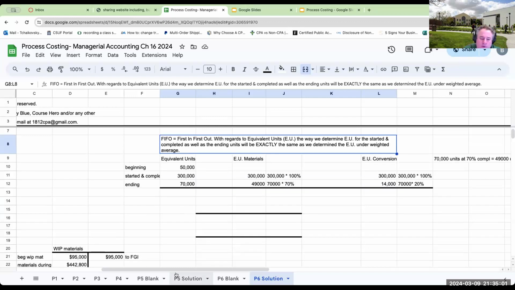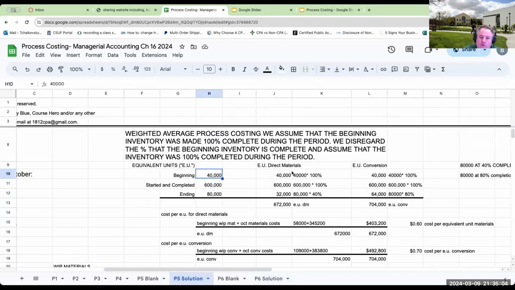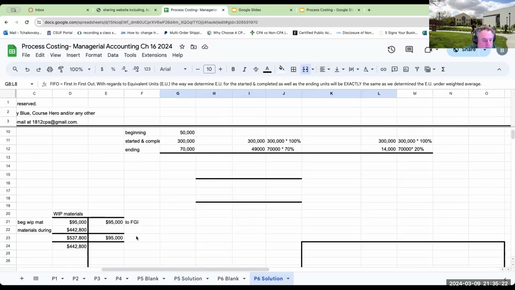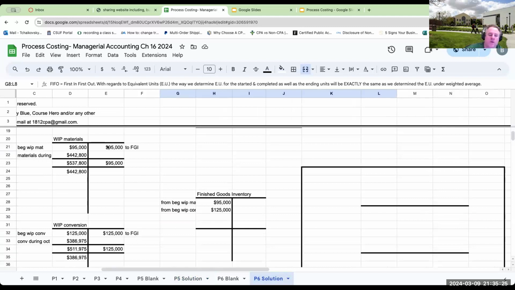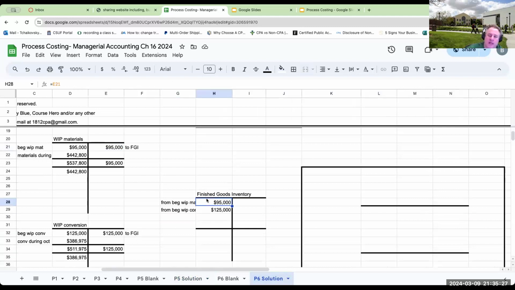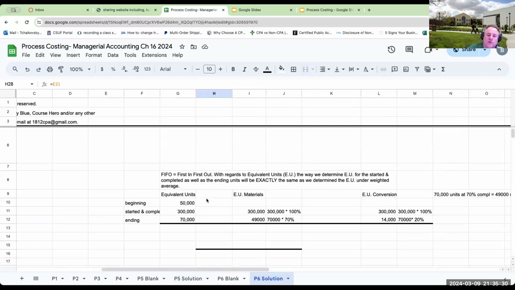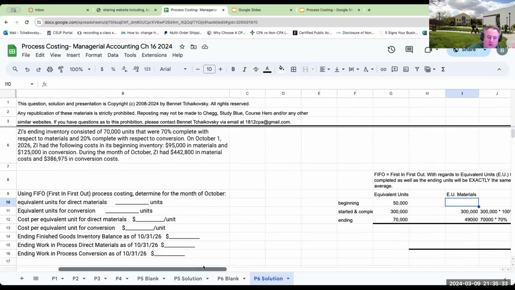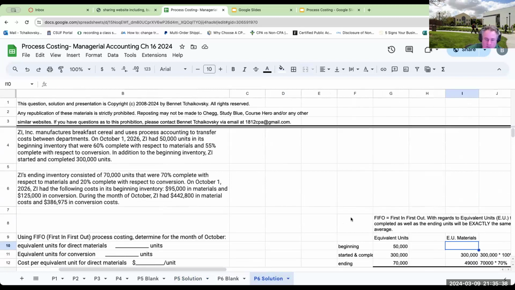So if we look at weighted average, we assumed that it was 100% complete during the period. And why did we do this? It's because we included the beginning inventory costs when we're coming up with our cost per equivalent unit. When we look over here, this is very different. This is FIFO. We already sent out the beginning inventory costs. So, in the words of a character from Jerry Maguire, we need to complete me. Okay, we need to complete these units.